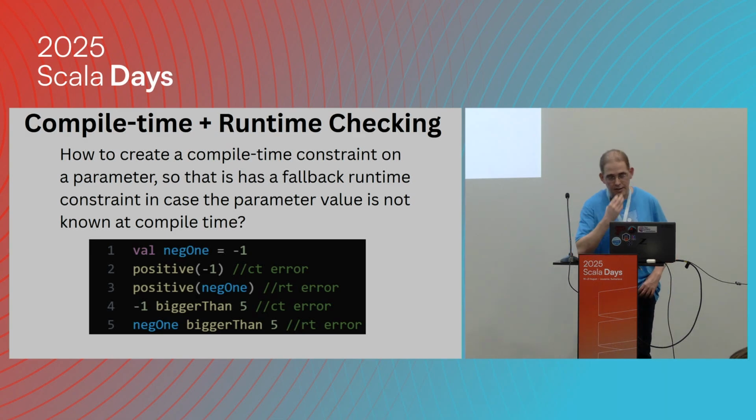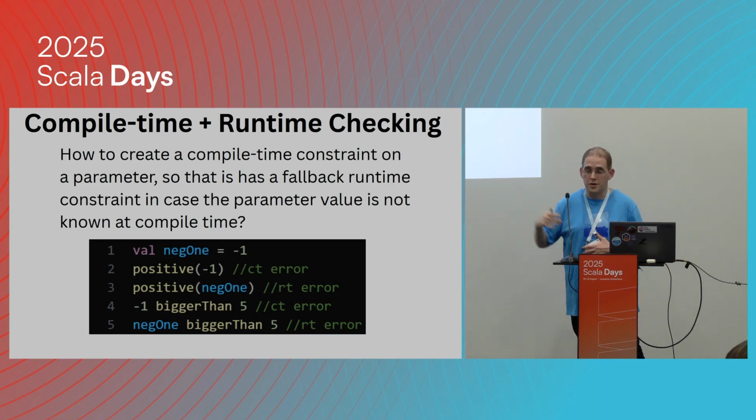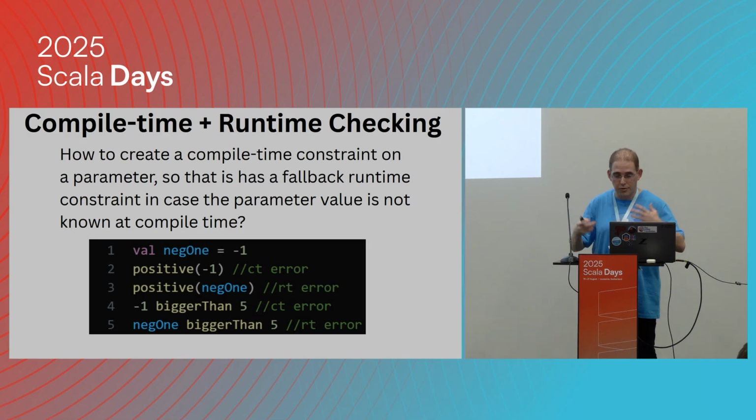And let's see some things that are applicable everywhere, for example, compile-time plus runtime checking. Let's say I have a function here, positive, where I want to check that its argument is really positive. If the parameter is known at compile time, I want to show a compile-time check error. If the parameter is not known at compile time, I want to do a runtime check error. So I want to have both.